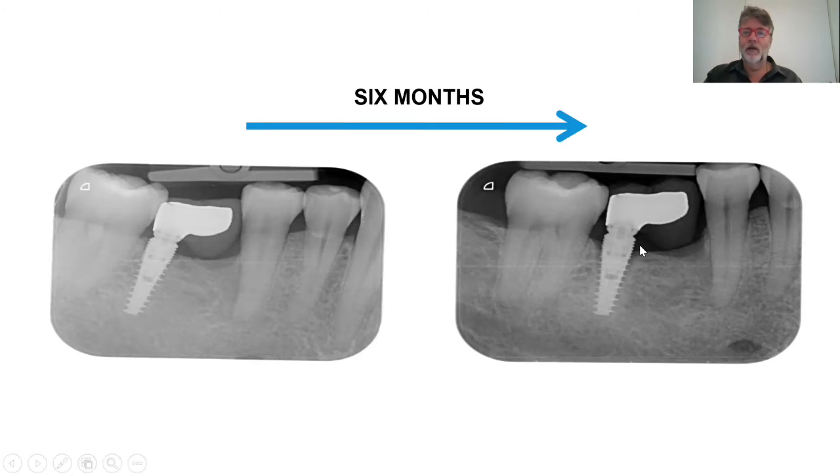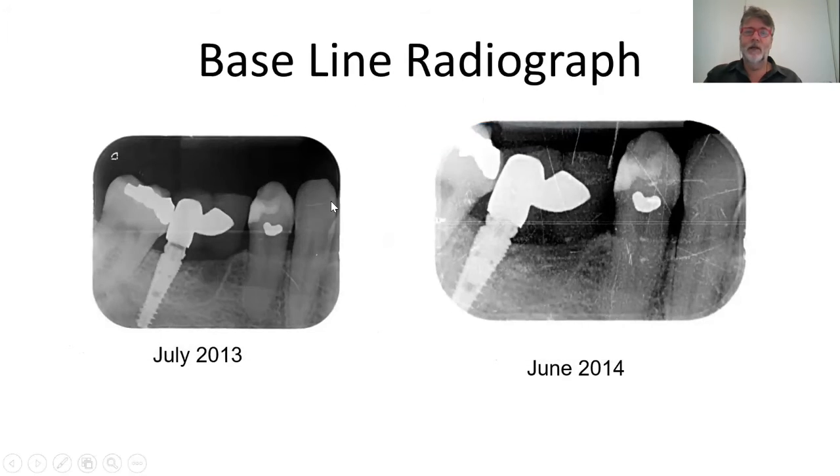So this is my implant abutment interface. Now compare this to the baselines which were done in July of another case, which was done in 2013, and this was over a year. Now you can see within that year, there's been very little, if any, bone loss whatsoever. So it's been a very, very stable restoration.